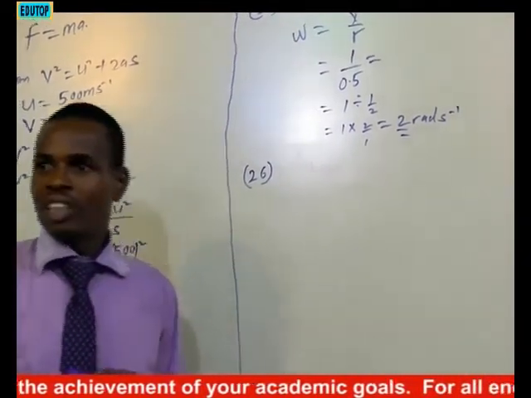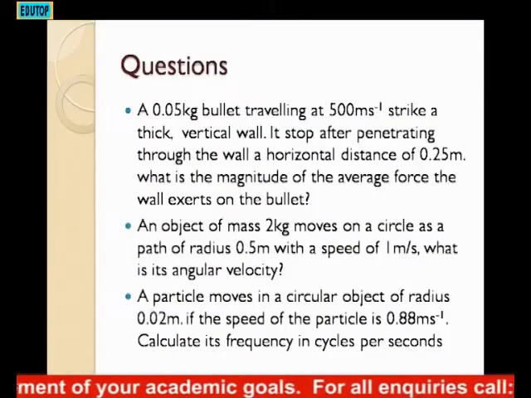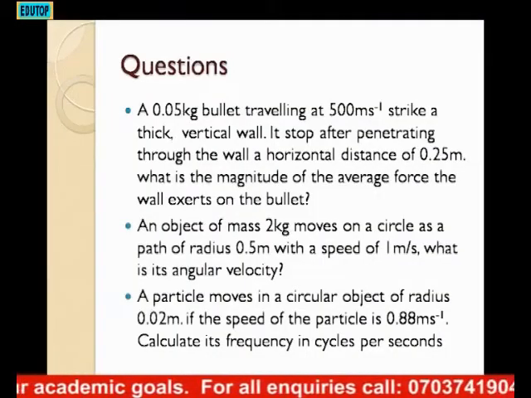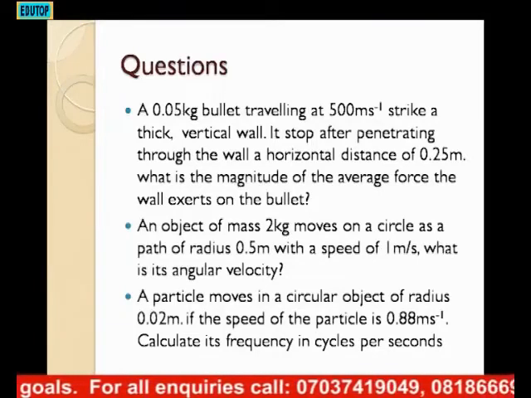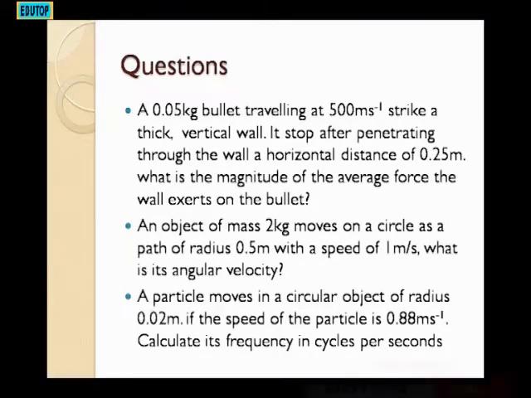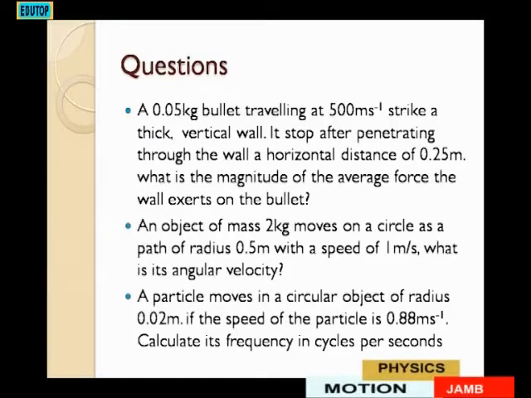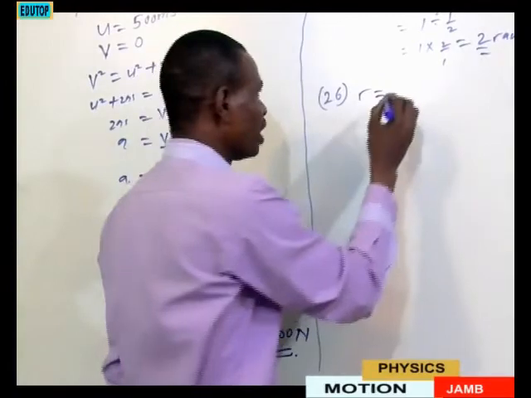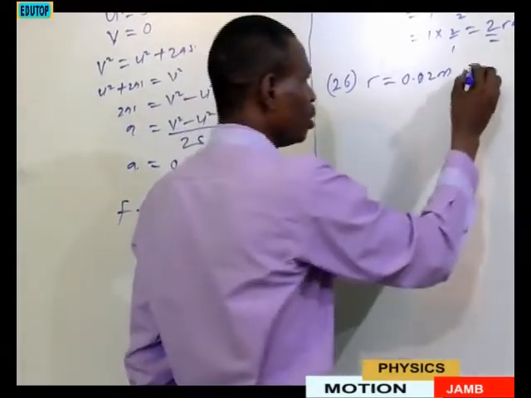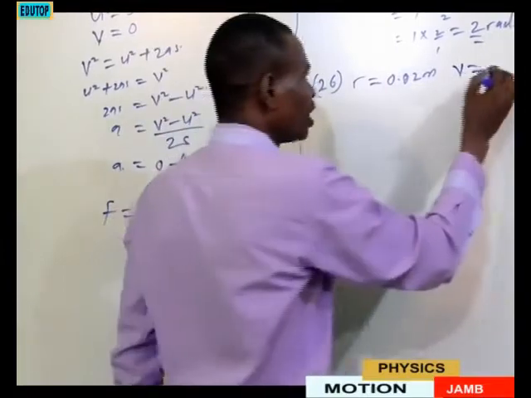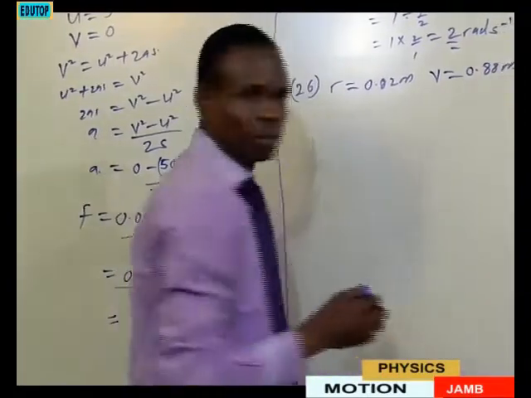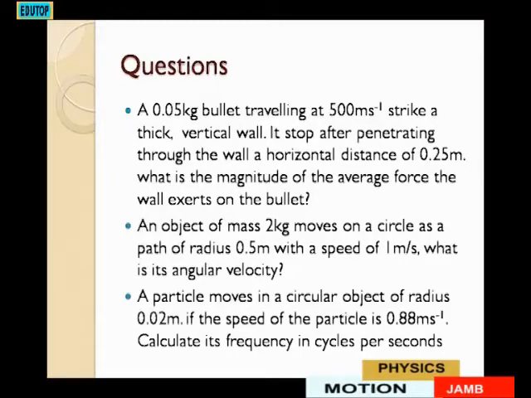For question number 26, the question says a particle moves in a circular path of radius 0.02 meter. If the speed of the particle is 0.08 meter per second, calculate its frequency in cycles per second. This question is very interesting. Let's look at this question. We are given the radius, 0.02. The speed here is 0.08 meter per second. Then we are told to calculate the frequency.